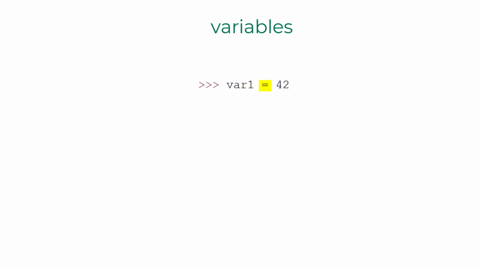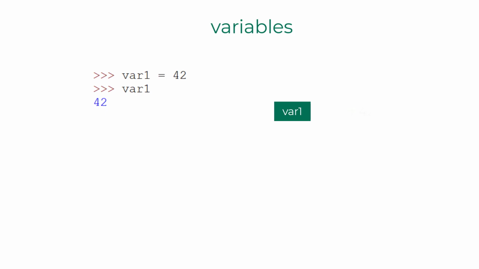The equal to sign is the assignment operator. It assigns the data to the variable. A variable to be assigned should always be on the left. A variable can be assigned as well as reassigned.